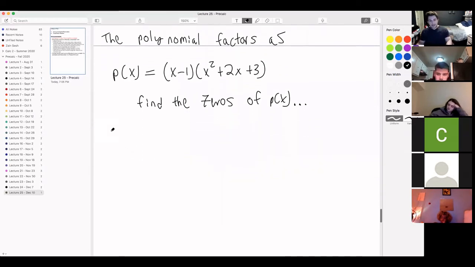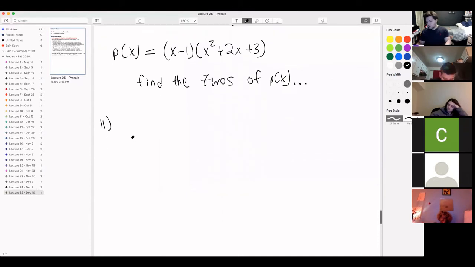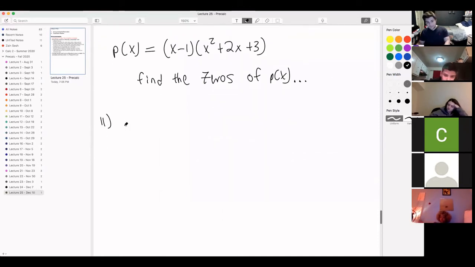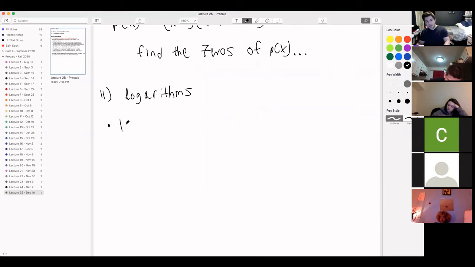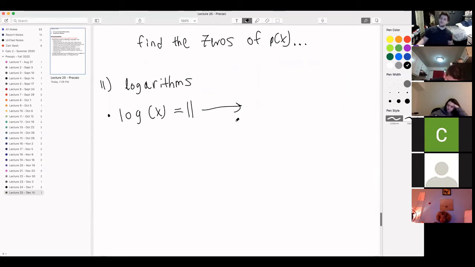Okay, so 11, we'll do a very quick word about logarithms. All right, good. So firstly, if I have log of x equals 11, I want you to put this in exponential form. So remember, when the logarithm has no subscript, it's understood to be base 10. So this is the same as 10 to the 11th equals x.